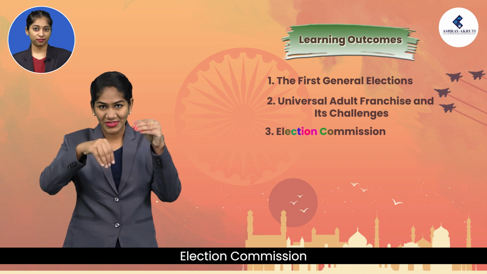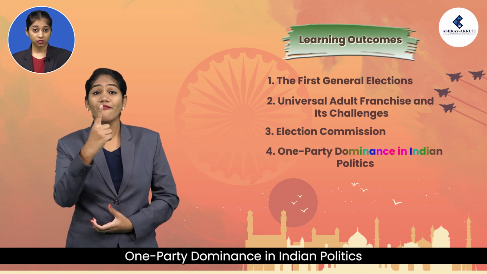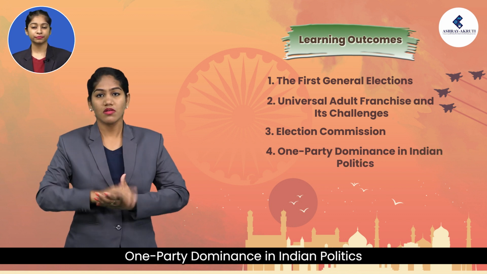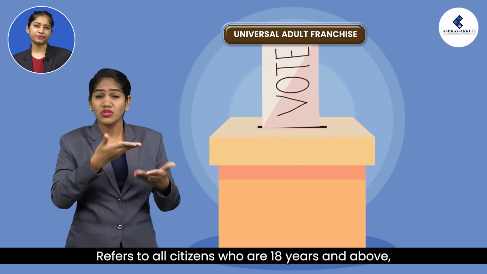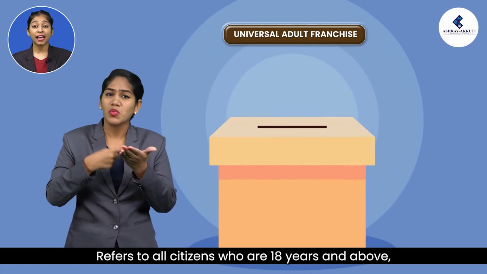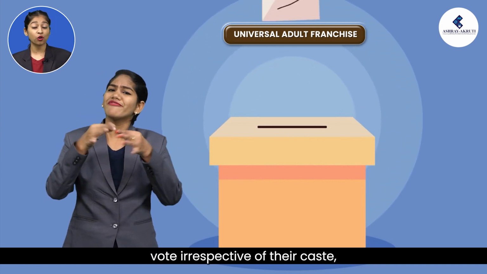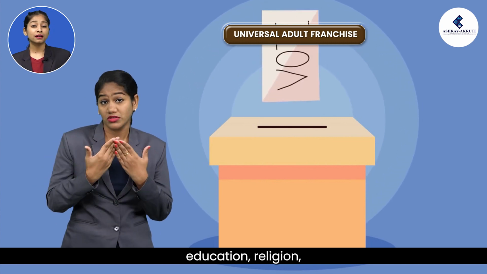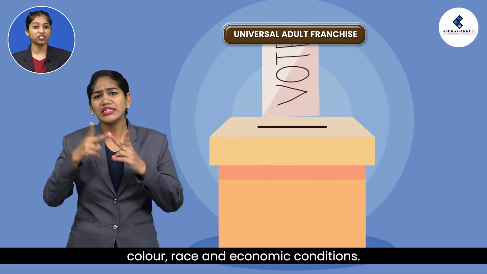Election Commission. One-party dominance in Indian politics. Keywords. Universal adult franchise refers to all citizens who are 18 years and above, who are free to vote irrespective of their caste, education, religion, color, race, and economic conditions.